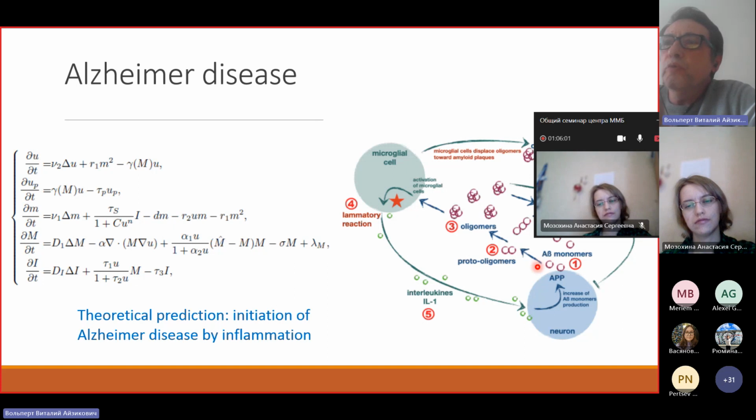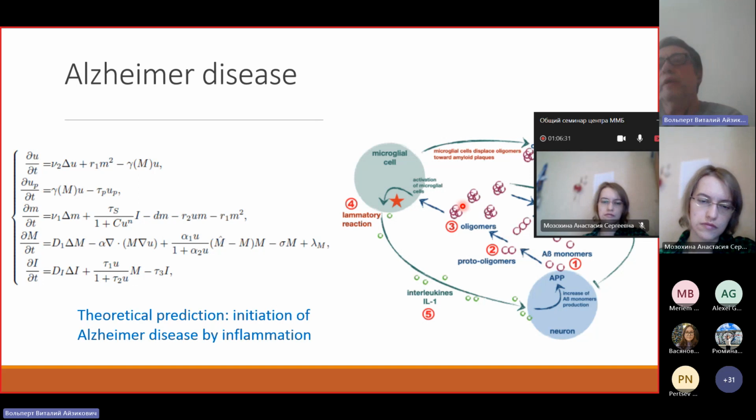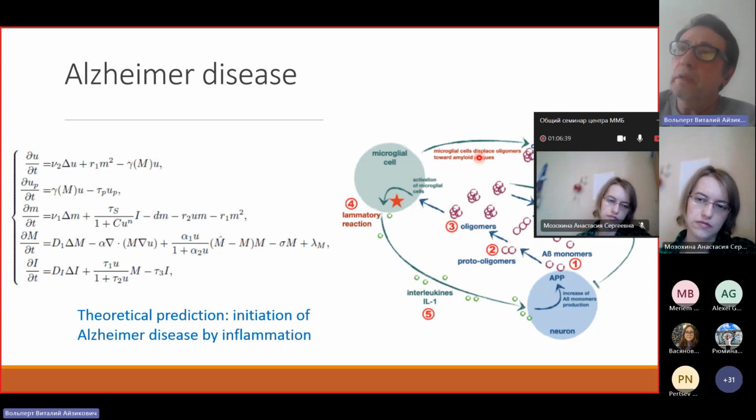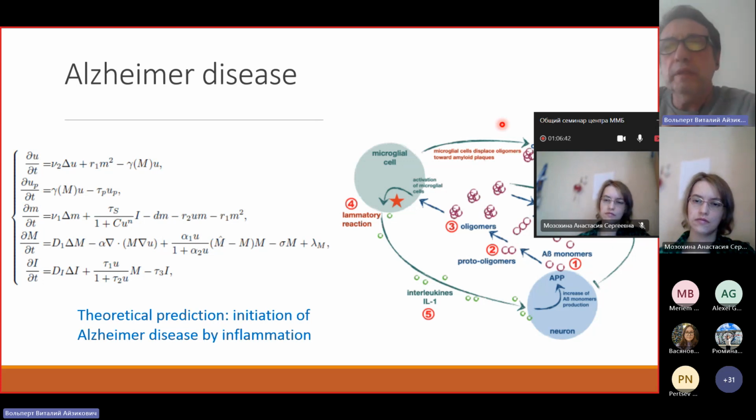There are good monomers and bad monomers. The bad monomers, their length is not good because of some genetic changes. They begin to form aggregates, oligomer aggregates, and these aggregates are cytotoxic. They kill neurons, but at the same time they lead to production of inflammatory cytokines, and these inflammatory cytokines increase even more the production of amyloid beta monomers. So again, we see this positive feedback loop of inflammation and Alzheimer's disease, and then it leads to plaque formation and things like that.